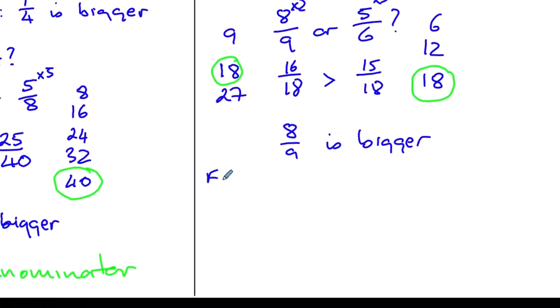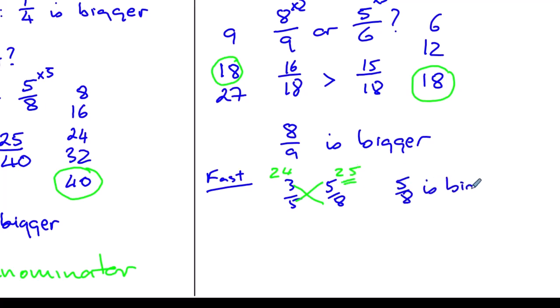And let's do a couple of quick ones here. Let's do this really, really quickly, and we call this cross multiplying. So if we take 3/5 and 5/8, I'm going to multiply the numerator 3 by the denominator 8. 3 times 8 is 24. And then on the other side, I'm going to multiply the numerator 5 by the denominator 5 to get 25. 25 is bigger than 24, so 5/8 is bigger.